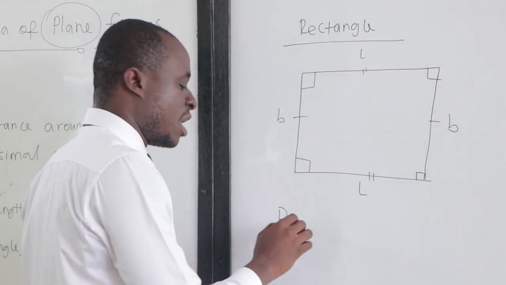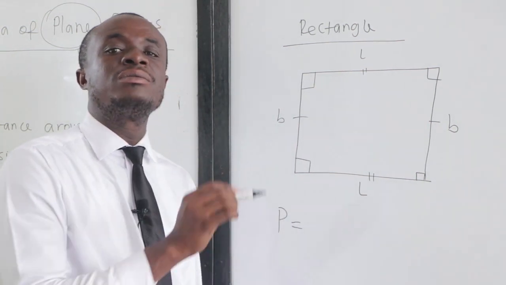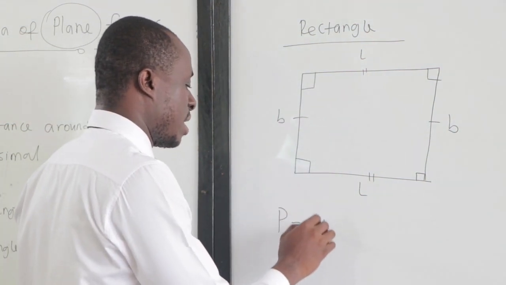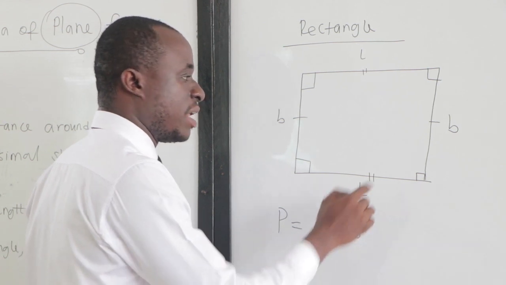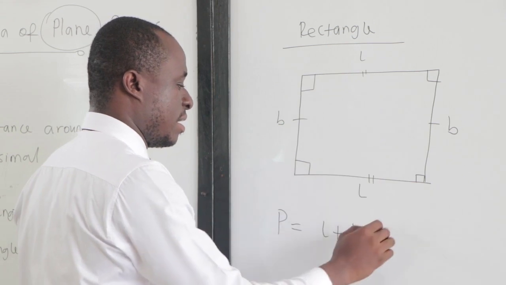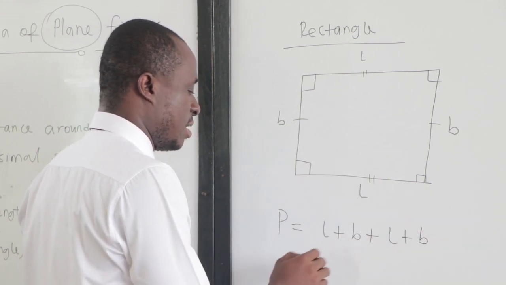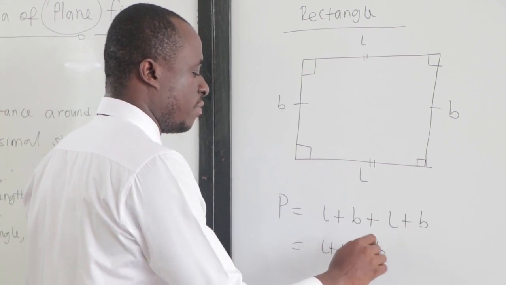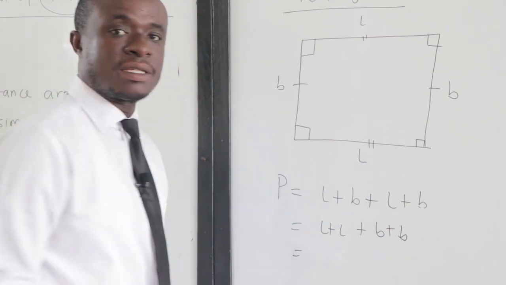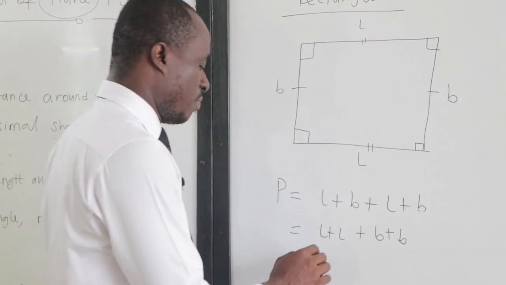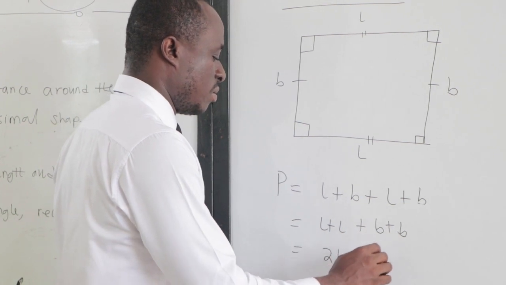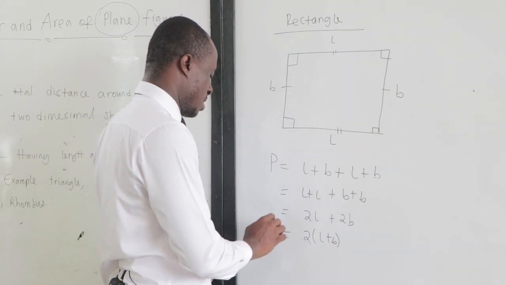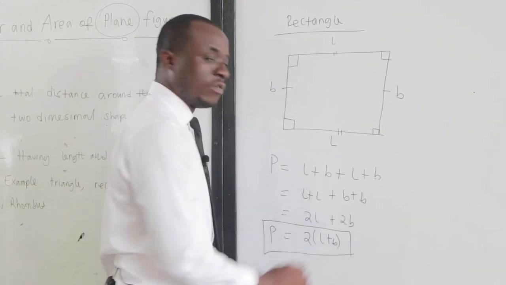Now when you're talking about perimeter, that is the total distance around the outside of a two-dimensional figure. So clearly here our P will be equal to L plus B plus L plus B. Let's group terms. You have L plus L, and B plus B. L plus L is 2L, and B plus B is 2B. We can leave it this way, or we can factorize 2 and have 2 times L plus B. And this is our perimeter of a rectangle.